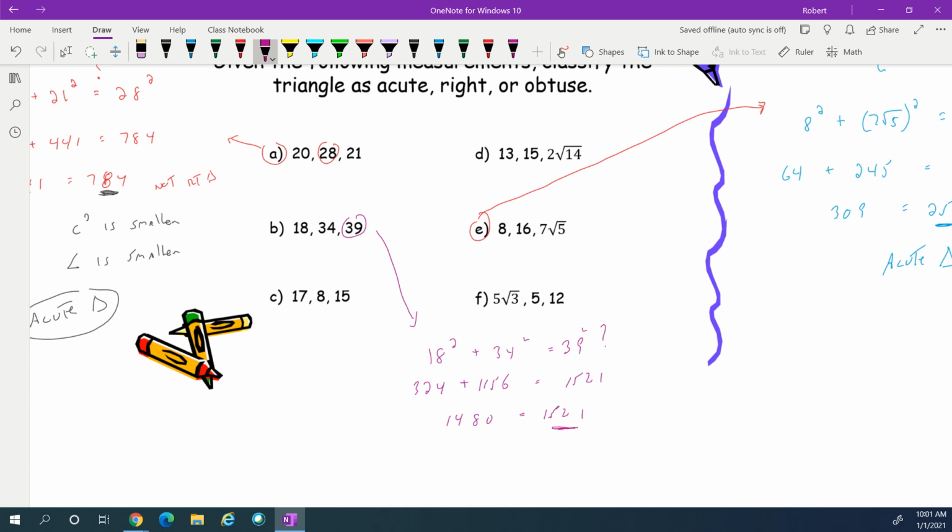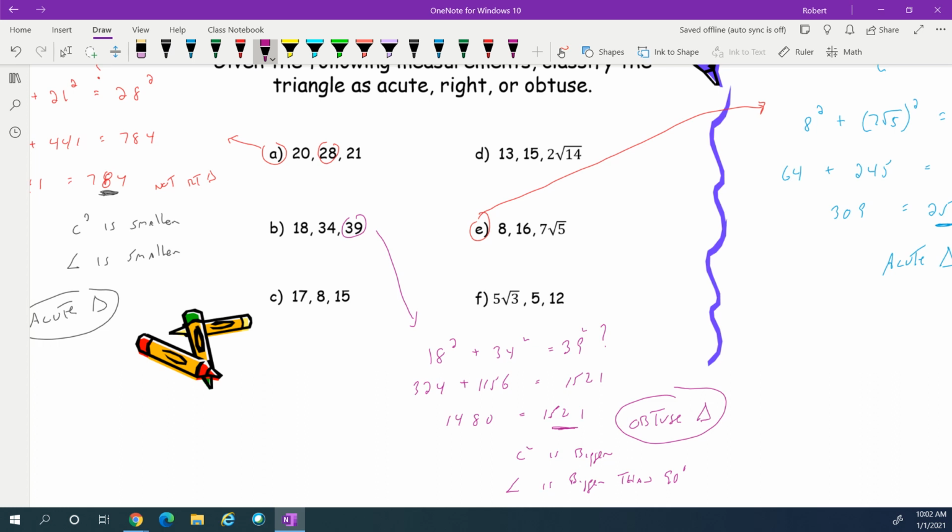Again, since they're not equal, it's not right. The C squared number is bigger, and that makes this an obtuse triangle. All right, so the C squared is bigger. That means the angle is bigger than right. So bigger than 90, making it an obtuse triangle.